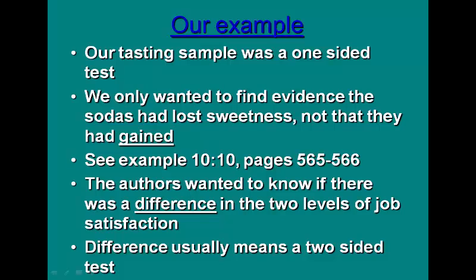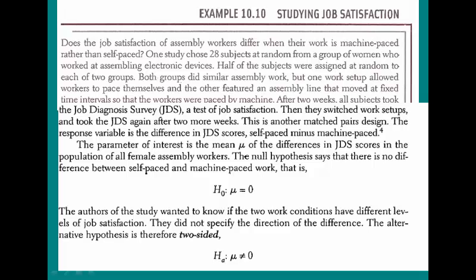How many points? Okay, the example on pages 565 and 566 is about two job levels of satisfaction, and they're looking for a difference. So they're not really sure if it's higher or lower, so our H alternative would have to be not equal to. And when we see the word difference in a problem, it usually means it's two-sided and that it's not equal to. Here is the problem.